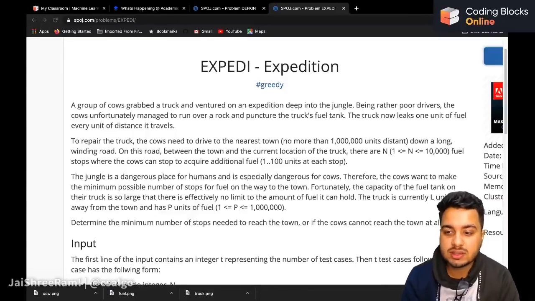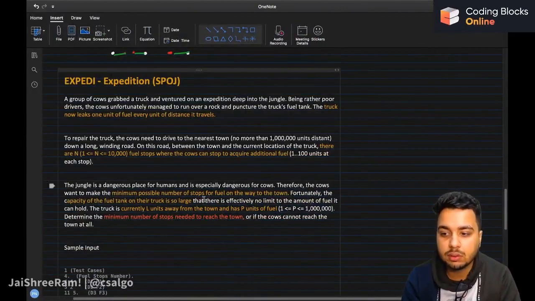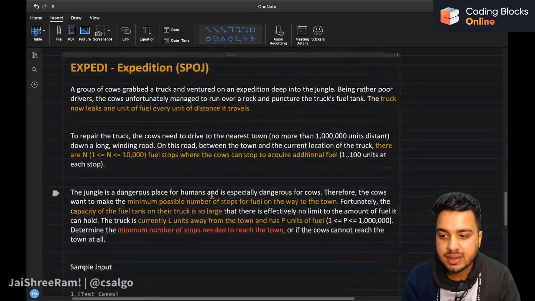Hi everyone, so in this lecture we are going to discuss a very interesting problem, that is Expedition from SPOJ, and it's a slightly harder problem as compared to other problems we have done till now. So the problem statement is like this.